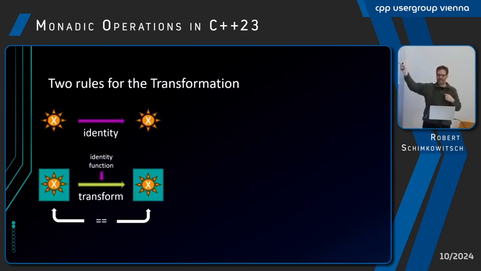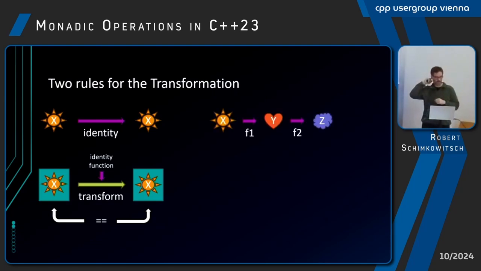The first rule is if we use an identity function. An identity function is a function where we input a value and we get back the same value. It sounds silly, but it actually has its uses. If we use an identity function on a functor, the resulting functor must also be identical, which means we cannot have some side channels and change some state besides.